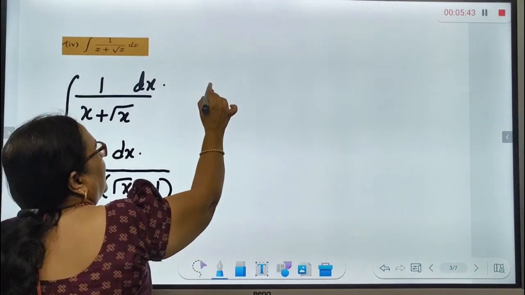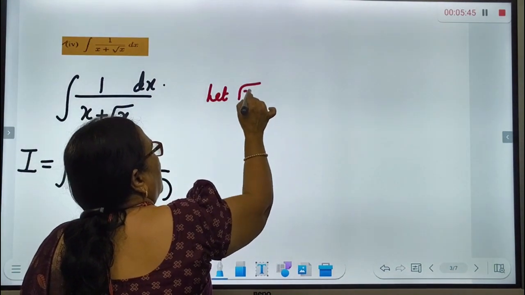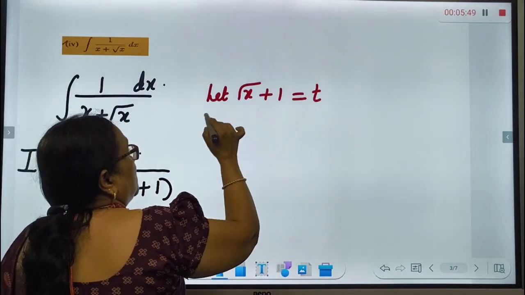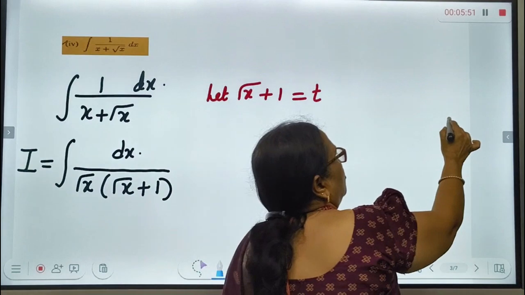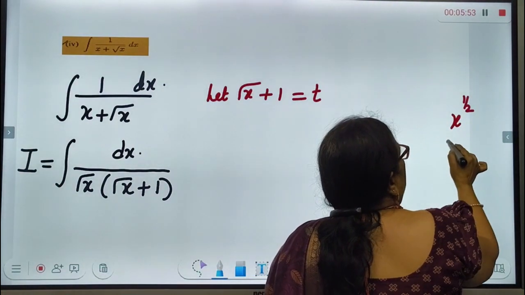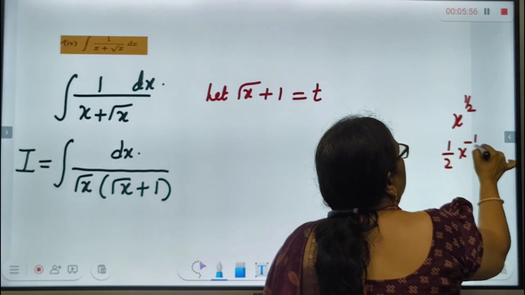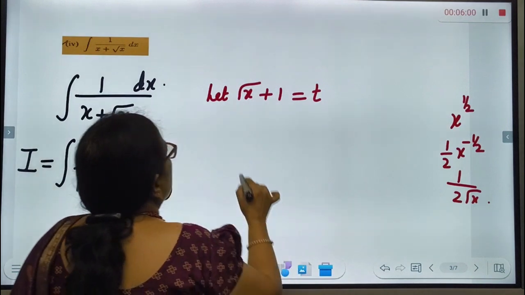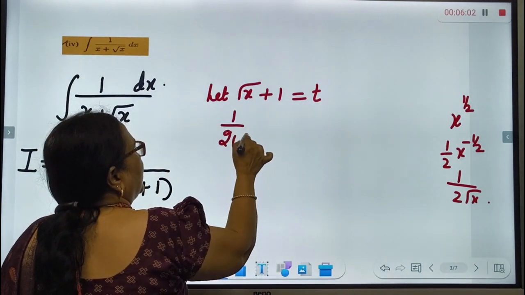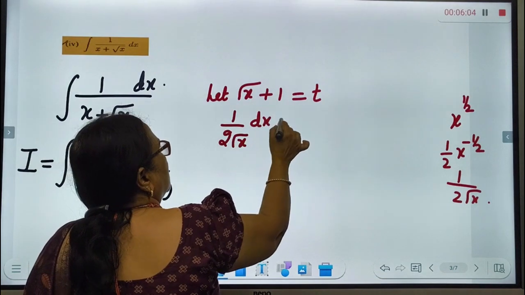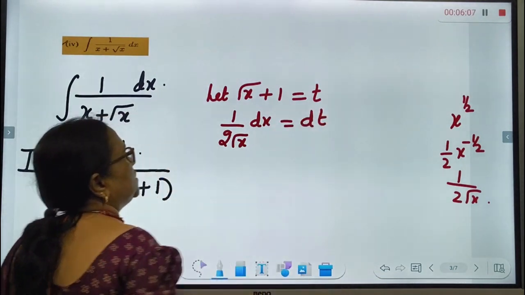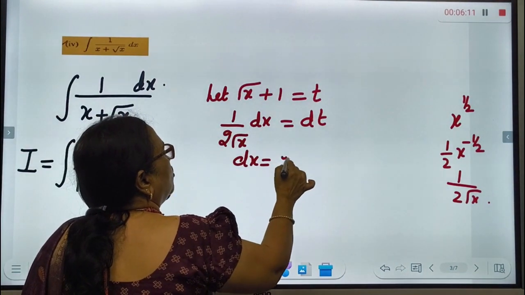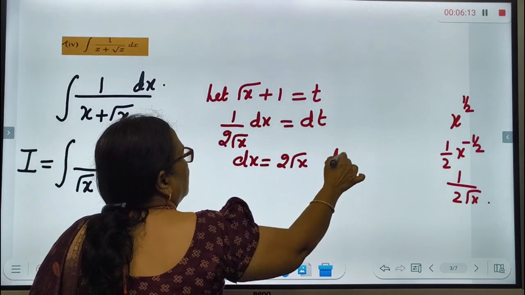Now, let root x plus 1 be equal to t. What is the derivative of root x? Root x, you know, is x power half. Derivative will be half x power minus half, 1 by 2 root x. Right? So, 1 by 2 root x dx equals dt. Derivative of 1 is 0. So, dx will be 2 root x into dt.